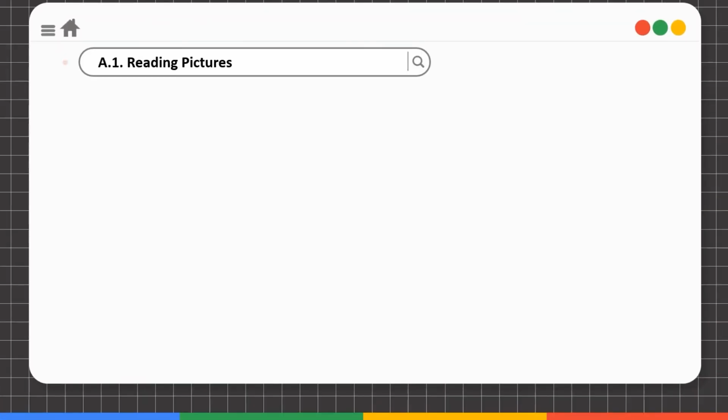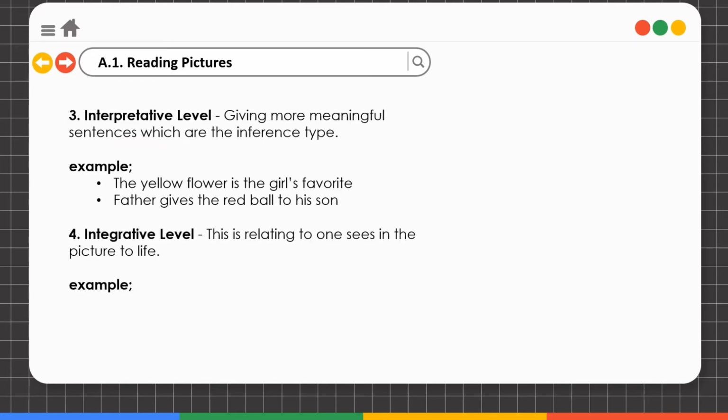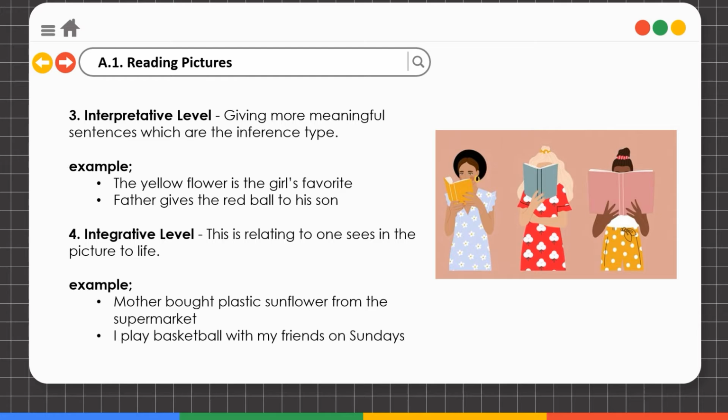Number 3, interpretative level. Giving more meaningful sentences, which are the inference type. In this level, learners can now give a deeper meaning about the picture presented. For example, the yellow flower is the girl's favorite, or father gives the red ball to his son.